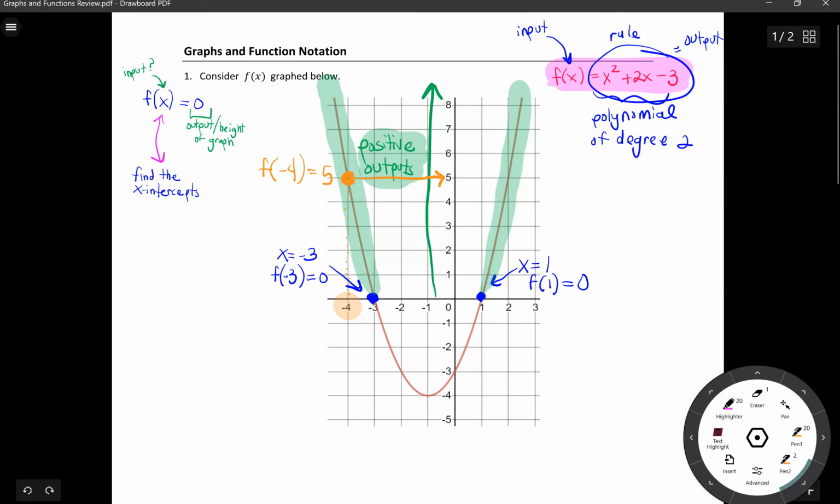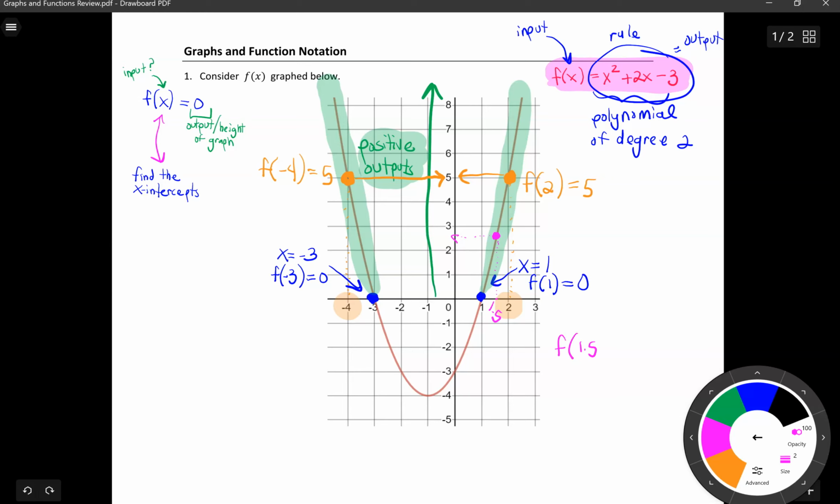Same thing over here if we input a +2. If I input +2, I'm going to go up till I hit the parabola, right there. That height is also 5. So if I input a 2 into my function, the height of that graph is also 5, which is a positive number. And the same would go if I input, for example, 1.5. If I put 1.5 in the function, my height looks right there-ish. That's a little bit murkier. So what I could do is put 1.5 into the function, and since I'm given the rule, I could calculate the exact height of that point, but the output I get should be positive because it's above the x-axis.